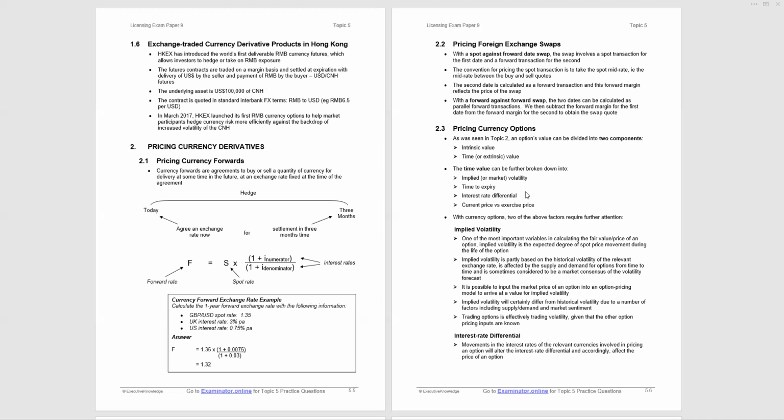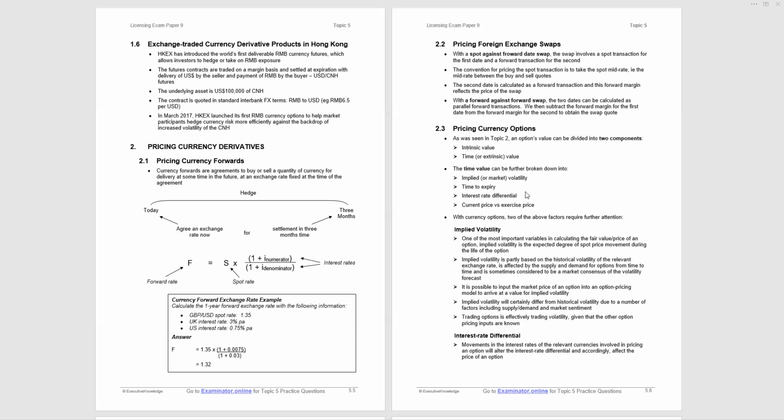It says calculate the 1 year forward exchange rate, the following information. British pound, US dollar spot rate 1.35. Now remember that the format used in the study guide, and it can be in the exam, the GBP to US dollars actually means US dollars per pound. So we're given 1.35, that's 1.35 US dollars per UK pound. We're told the UK interest rate 3%, US interest rate 0.75%. So what is the forward rate?